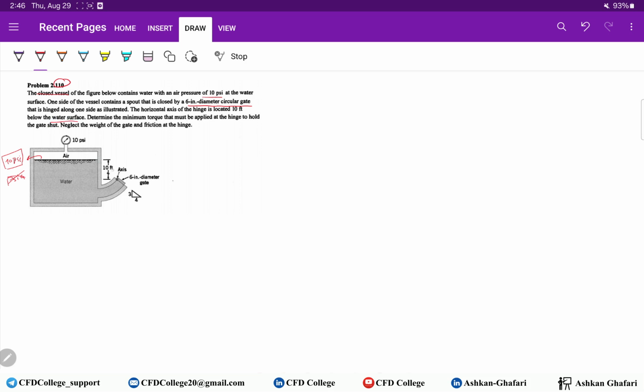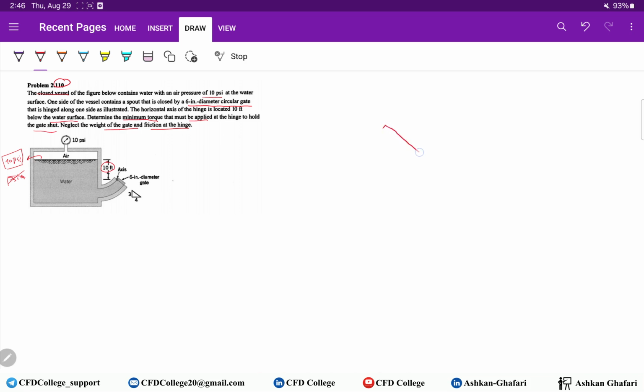So this distance is 10 feet. Determine the minimum torque that must be applied at the hinge to hold the gate shut. Neglect the weight of the gate and friction at the hinge. As I told you, all the hinges are frictionless, and most of the time we neglect the gate weight. Okay, so let's see what we have.